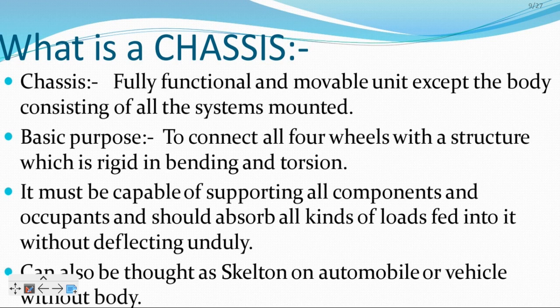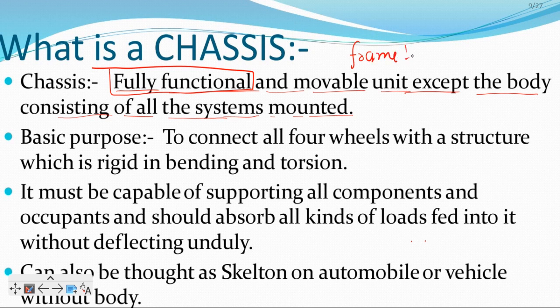What is chassis basically? Chassis is a fully functional and movable unit except the body, consisting of all the systems mounted. What does it mean by fully functional? Let us understand here. If I am talking about frame, the frame is basically the primary structure of the body. And by the way, this is not fully functional.